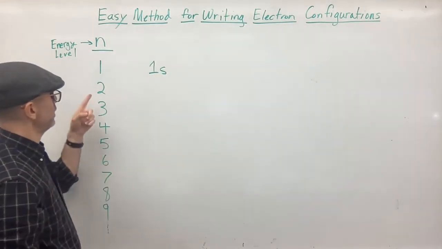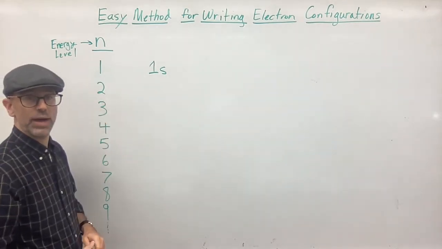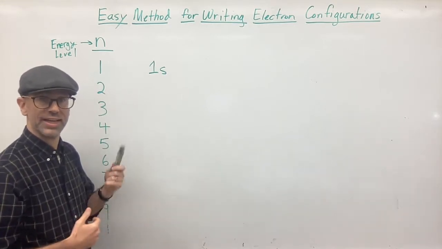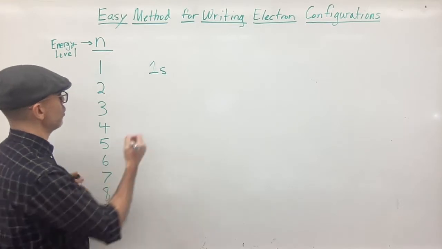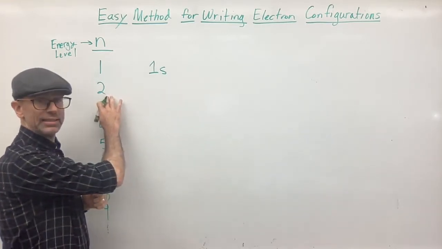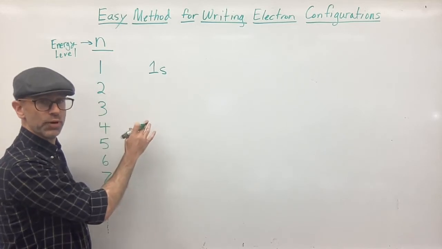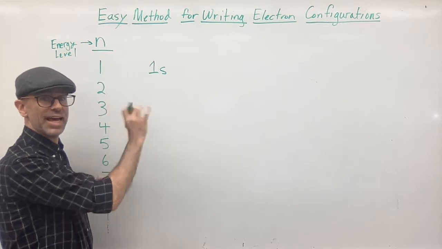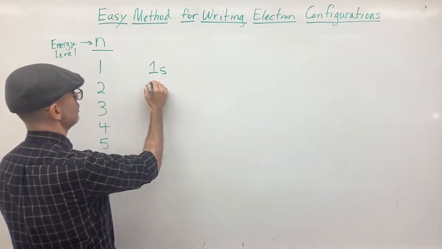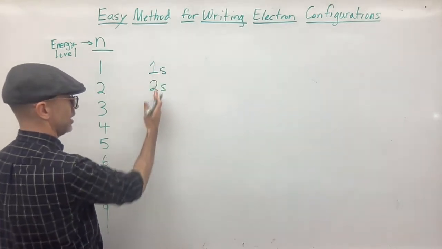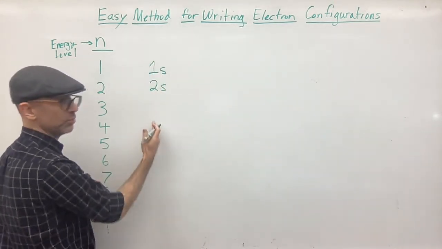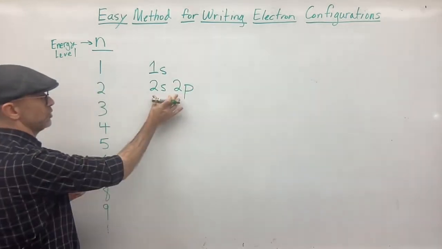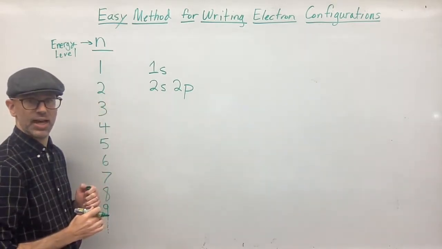Okay. Then at the second energy level, you have two sublevels. Those are the S and the P. This is where the P comes in. So we have an S and a P, but since we're at the second energy level, we're going to put a 2 in front of there to identify that particular sublevel as an energy 2 sublevel. So I'm going to put the S's in a column, and I'm going to put the P next to it. So we're going to have 2P. So there's our two sublevels for the second energy level.